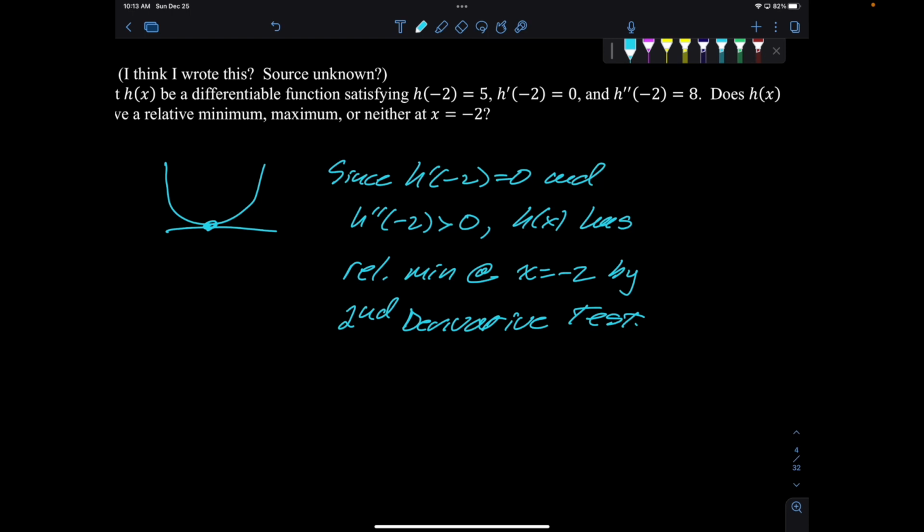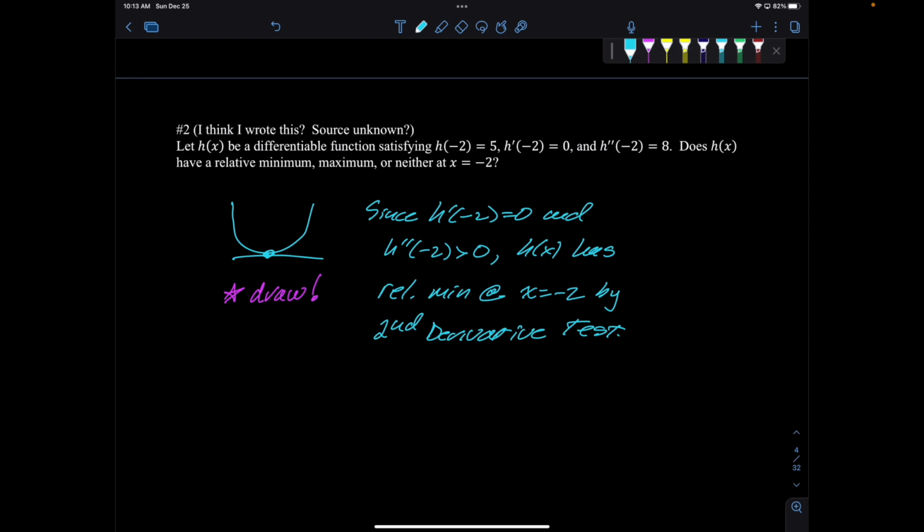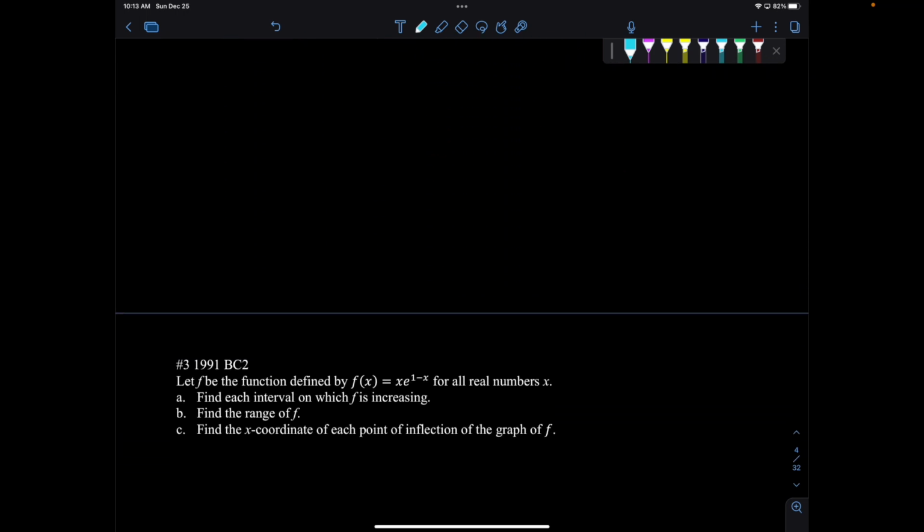So drawing a figure can really help. Don't be afraid to draw. I see a lot of people just sit there trying to think through an answer. Why just think it through when you can draw a picture and have the answer immediately? All right, let's see what the third question is.